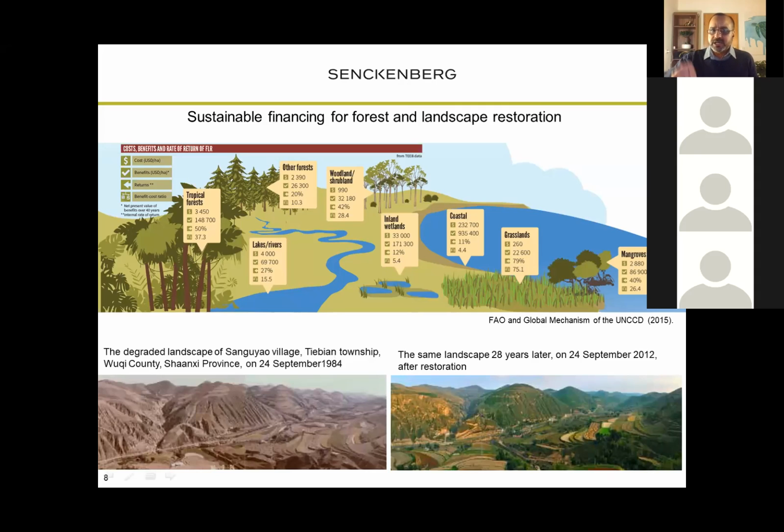Similarly, if we invest $4,000 a year in a lake or river ecosystem, we get about $70,000 more in economic benefits. So all the benefits that we're getting are directly or indirectly growing our economies. Growing economies mean we have more employment, and we have more money to develop the capital.